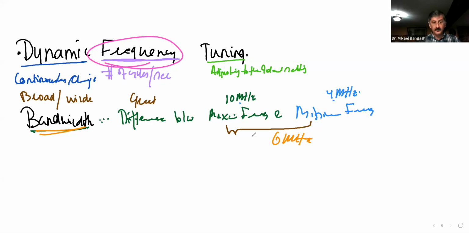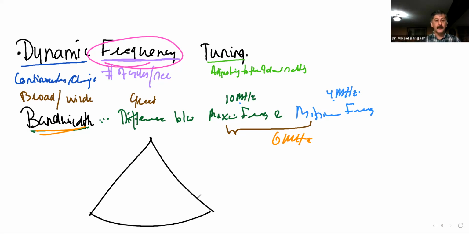Now, the main point, ladies, that you girls will have to remember for dynamic frequency tuning, because this is your image, is that as we go from here to here to here, in this direction, there is an increase in depth of image. So this is going to be our final image. But literally, this image is going to be formed of sub-images.